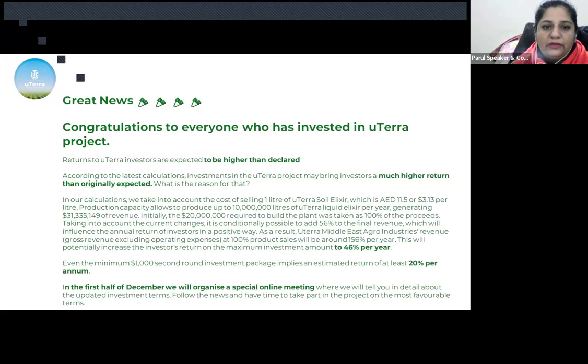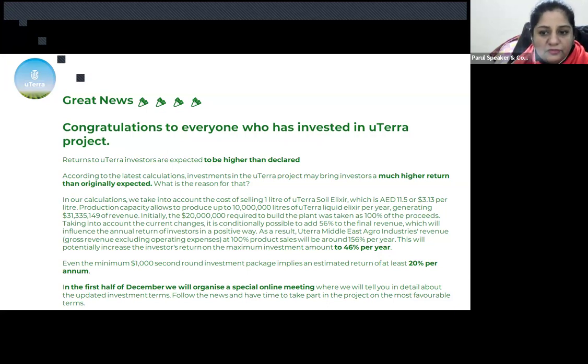Now one of the great news we have: congratulations to everyone who has already invested. The returns to uTerra investors are expected to be higher than declared. According to the latest calculation, investment in the uTerra project may bring investors a much higher return than originally expected. This news is also in your backer's office. Please go there and read the whole news.